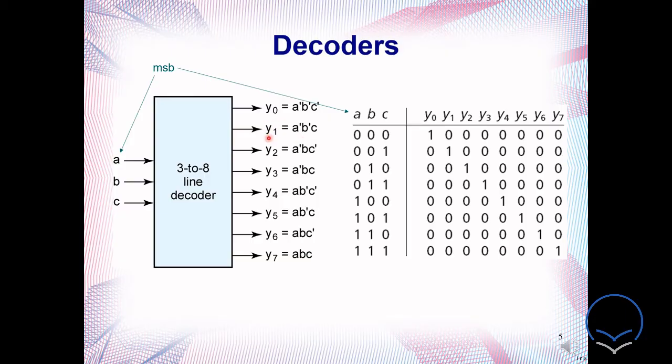If you write the equation, Y0 equals A prime, B prime, C prime. The next one is Y1, which becomes A prime, B prime, C. Something like that for Y7, it becomes 1 1 1.